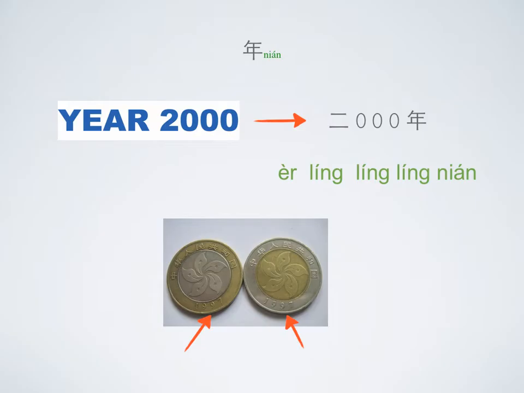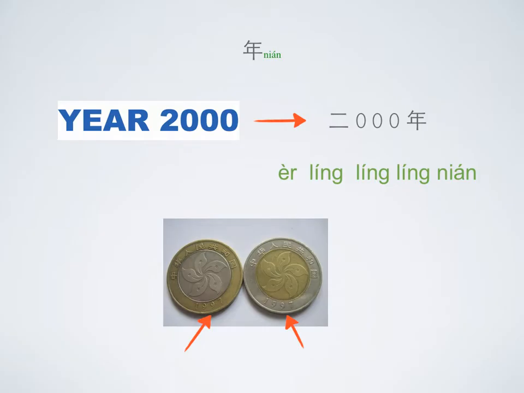These coins were produced when Hong Kong came back to China in year 1997. See, it's very confusing in English. Sometimes you say 2000, sometimes you say 1997. It's not like that in Chinese at all. You just say the numbers one by one. You say 1997年. So when Hong Kong came back to China, it was in year 1997年.